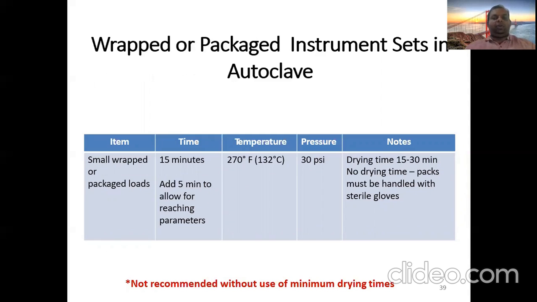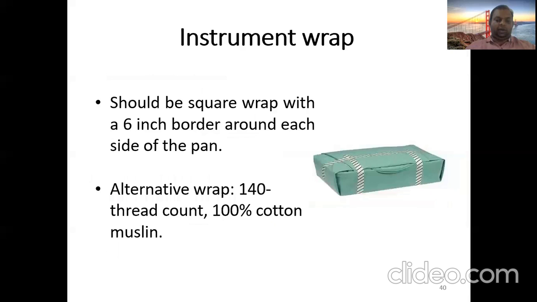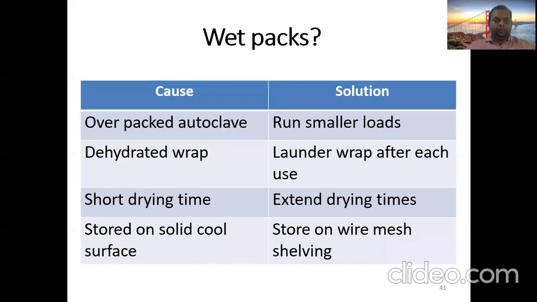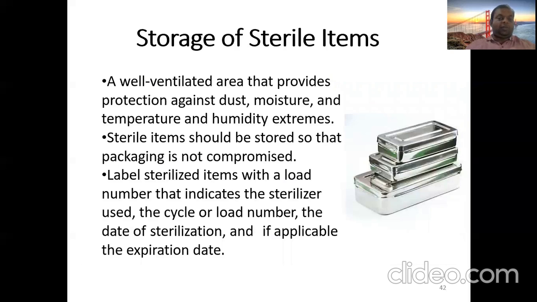Wrapped or packaged instrument sets go in the autoclave. Just an idea: temperature, pressure. So instrument wrap is very much important. Wet packs are a practical concern. Storage of sterile items is also very much important because we have done this sterilization, and now we have to assure it until use. So we have to label them and keep them in a dedicated space.